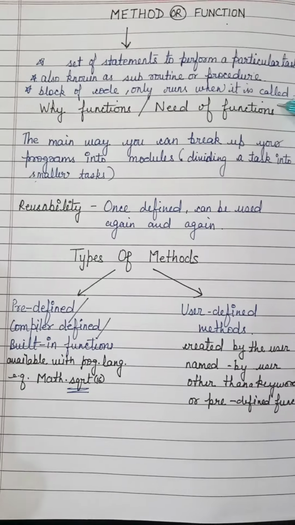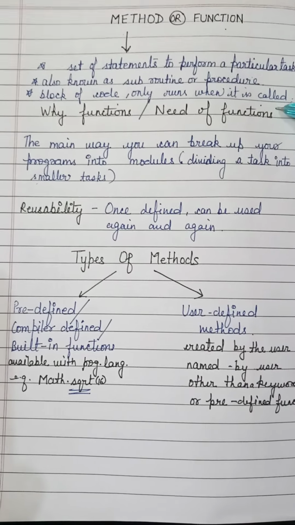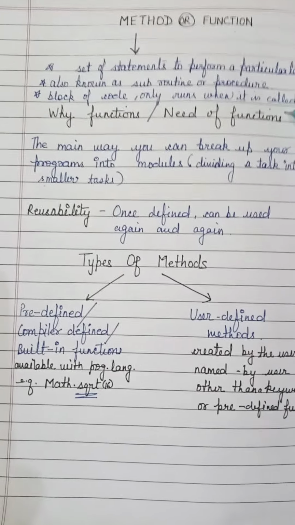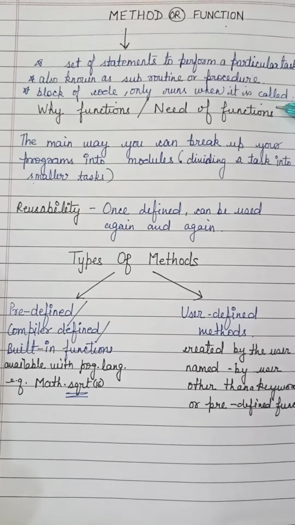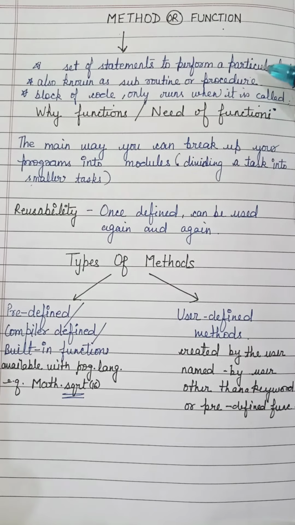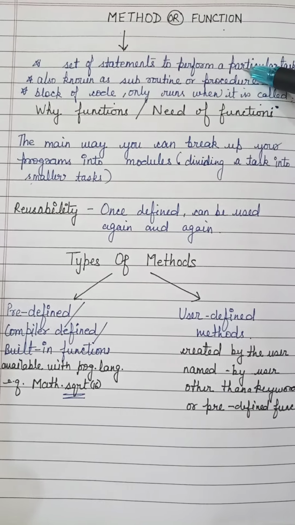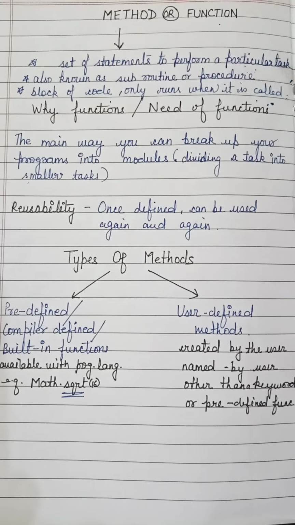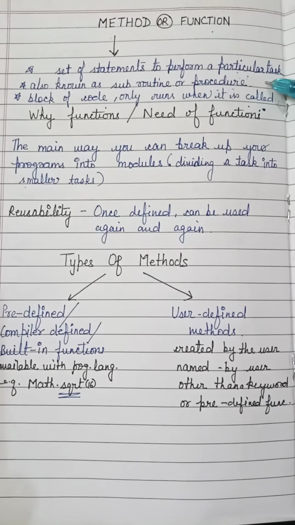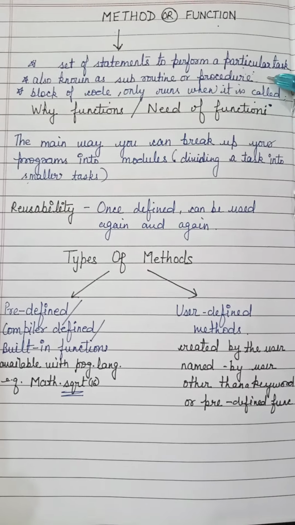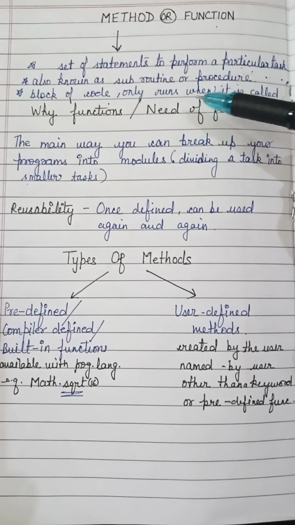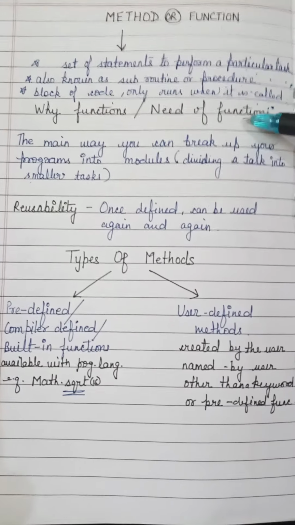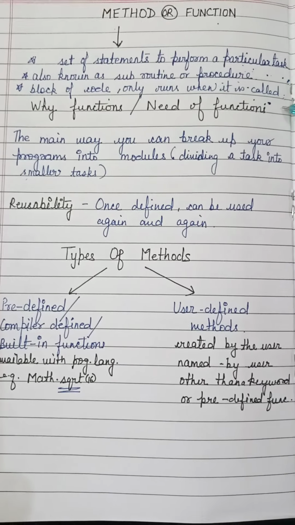If you have to run a method, you need to call that particular method in order to execute that particular function. So a method is a set of executable statements written using a programming language, Java, as Java is in your course, to perform a particular task. It is also known as a subroutine or procedure, and it's a block of code which runs only when it is called.